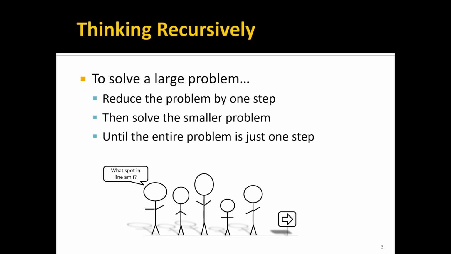Eventually, this answer will propagate back towards us. The person in front of us will say, I'm at position X, and we'll then know we're at position X plus 1. So if they say I'm at position 100, we'll know we're at position 101. So again, to think recursively, we're going to solve one small step and then start over with this smaller problem.